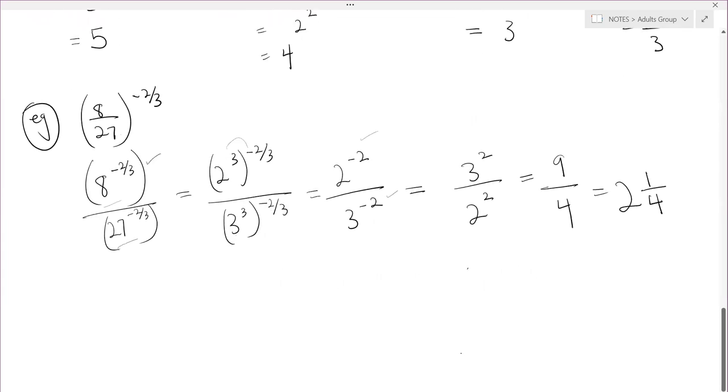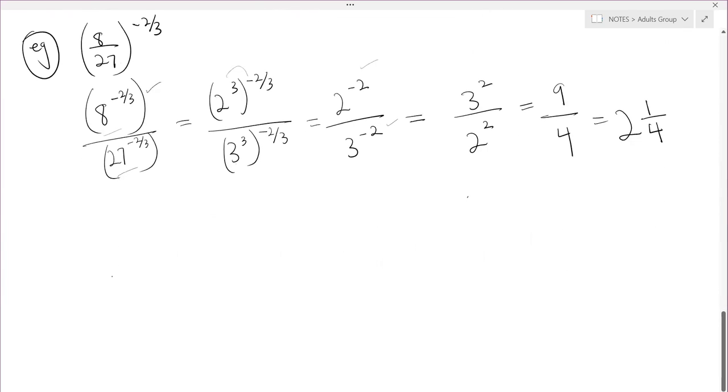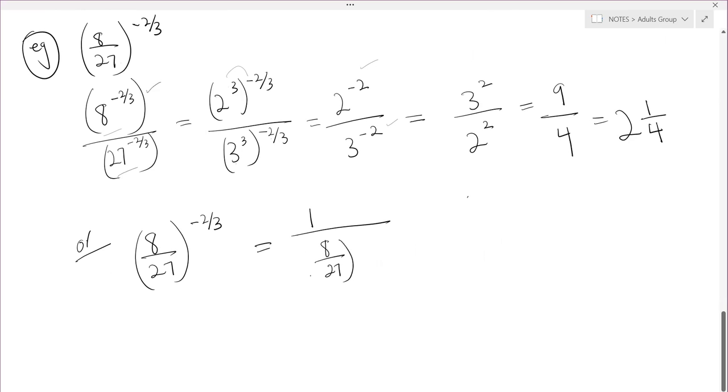I think another way we could try this is 8 over 27 to the power of negative 2 third. The first thing we could do is send this entire thing to the numerator to be positive. So that'll be 1 over 8 over 27 to the power of positive 2 third. And then we do the same thing again. 1 over 8 to the power of 2 third divided by 27 to the power of 2 third.